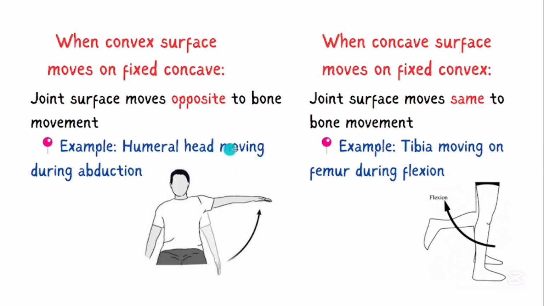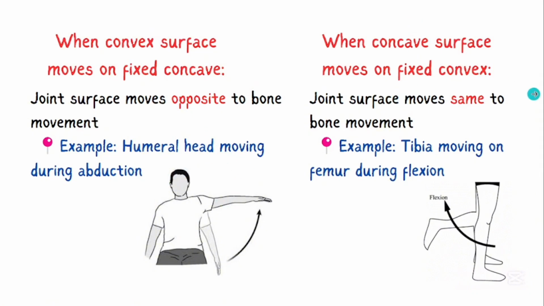To connect these two ideas, we use the convex-concave rule, a key principle in manual therapy and joint mobilization. Let's break it down. Rule number 1. When a convex surface moves on a fixed concave surface, the joint surface moves in the opposite direction to the bone movement. For example, at the shoulder joint, the humeral head that is convex moves down when the arm moves up in abduction. So here, these two are moving in the opposite direction.